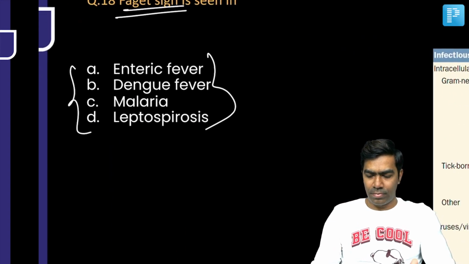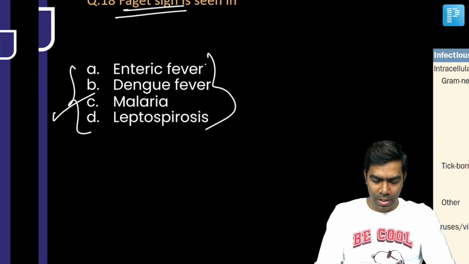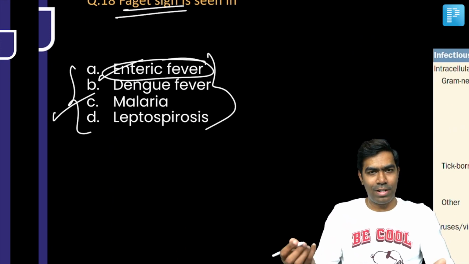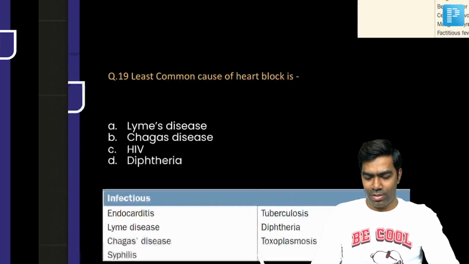So all 4 technically, according to literature, can produce relative bradycardia or Faget sign, but the most right will be enteric fever because it's traditional. That's how we learned, isn't it?